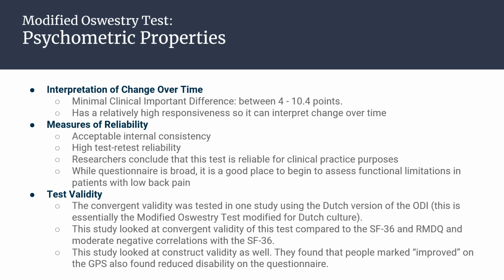And while the questionnaire is broad, it is a good place to begin to assess functional limitations in patients with low back pain. When looking at test validity, the convergent validity was tested in one study using the Dutch version of the ODI. This is essentially the modified Oswestry test modified for Dutch culture. This study looked at convergent validity of this test compared to the SF36 and RMDQ, and found moderate negative correlations with the SF36. This study looked at construct validity as well, and they found that people who marked improved on the GPS also found reduced disability on the questionnaire.